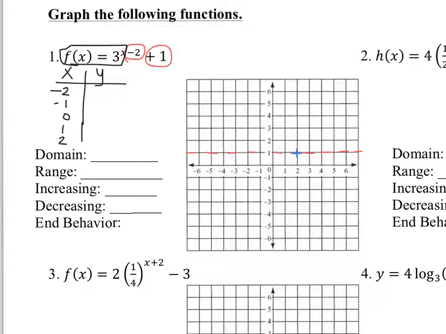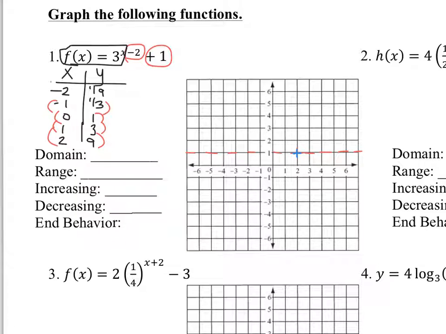When you plug in 0, you get 3 to the 0, which is 1. When you plug in 1 for x, you get 3 to the first power, which is 3. When you plug in 2, you get 3 to the second power, which is 9. If I plug in -1 for x and I do 3 to the negative first power, that's 1 over 3. And if I plug in -2 for x, I get 3 to the negative second power, which is 1 over 9.